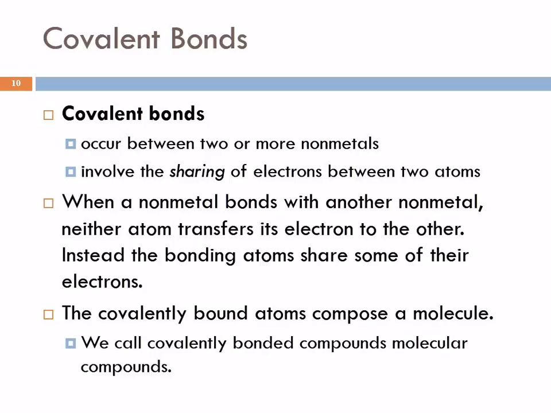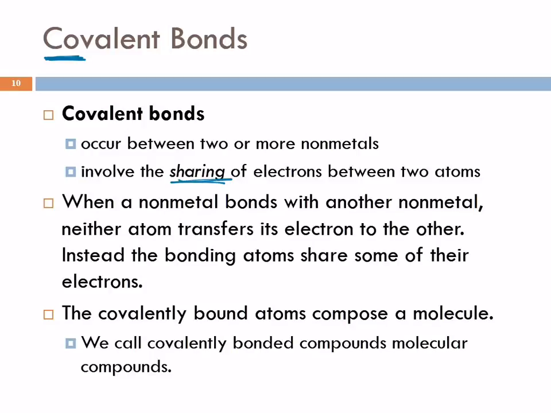Covalent bonds. Covalent is a compound, I guess you could call it a compound word. I really should stay away from analyzing English. But this prefix co means sharing, right? Covalent means they're sharing valence electrons. We'll learn what valence means later, but this is sharing of electrons.